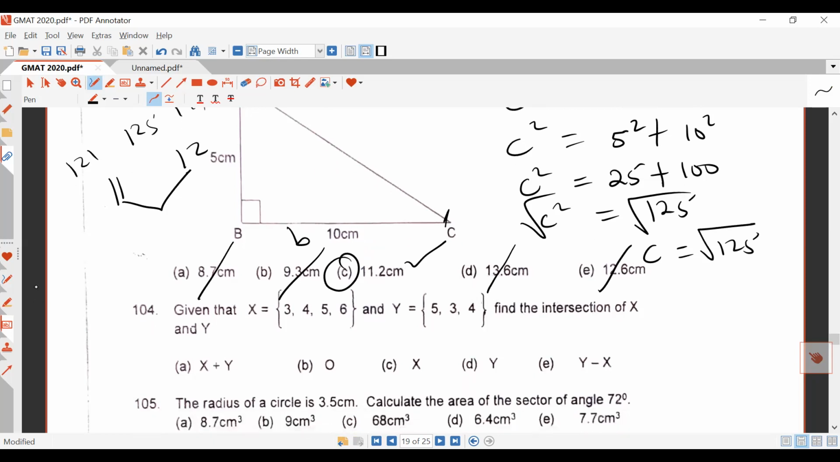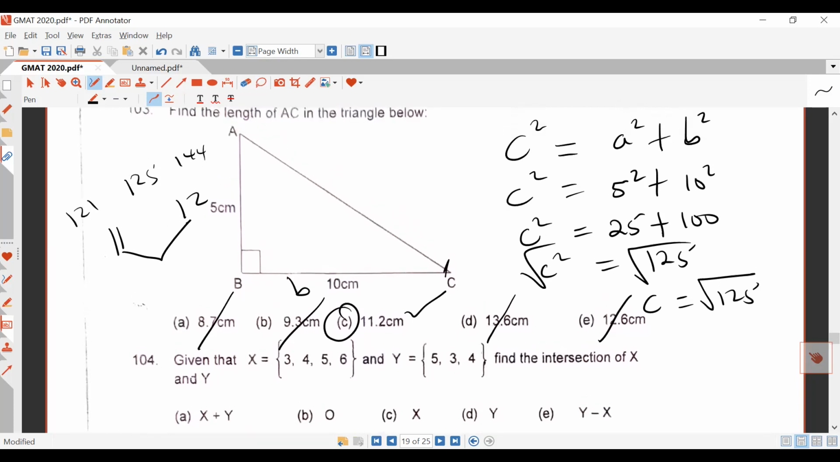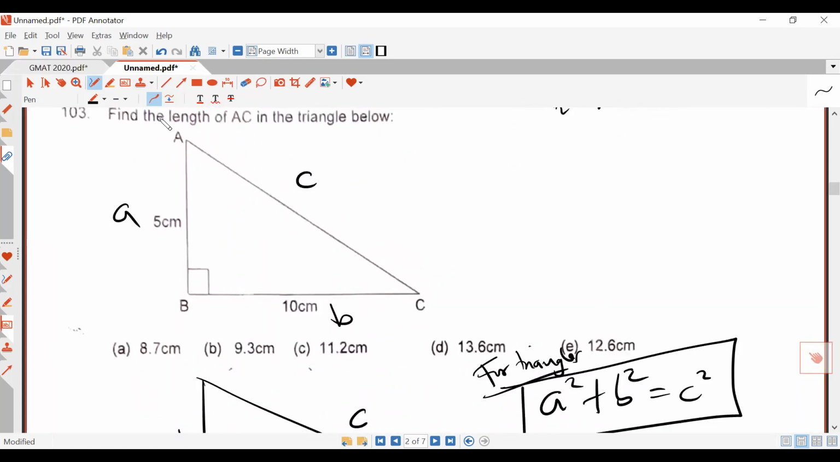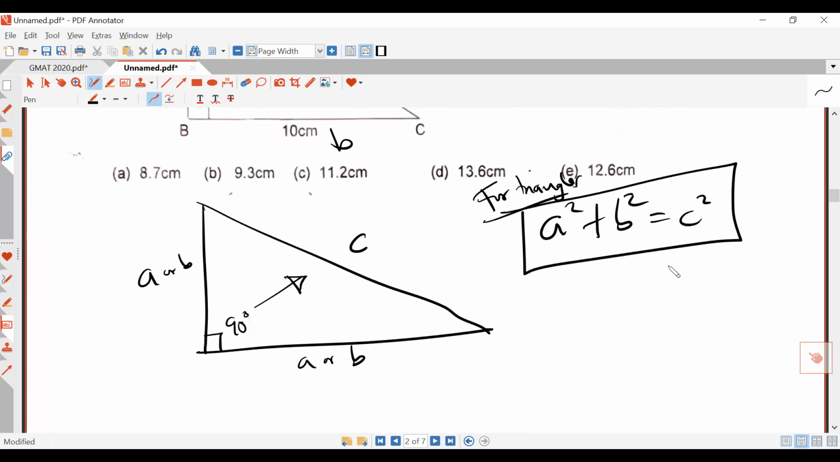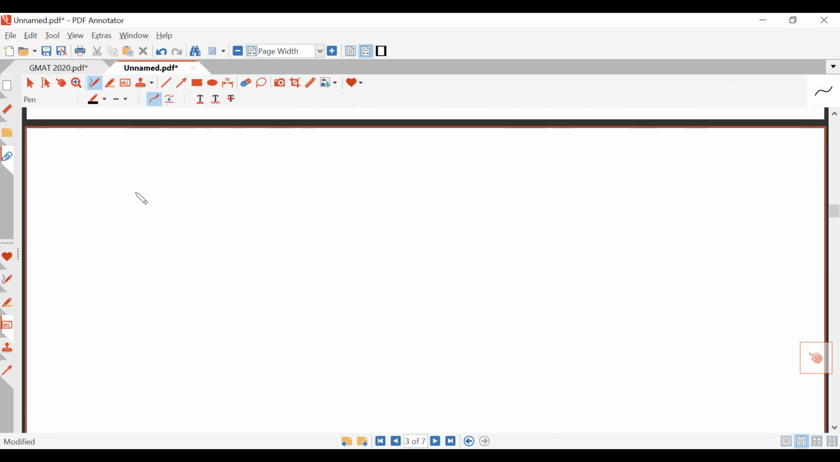So that is what you do, unless there are two of them. That is the Pythagorean theorem. But again, what do you need to remember about triangles? Because this time around, they brought about the Pythagorean theorem. Next time, they'll bring about something else.